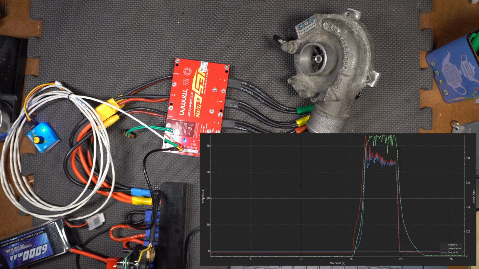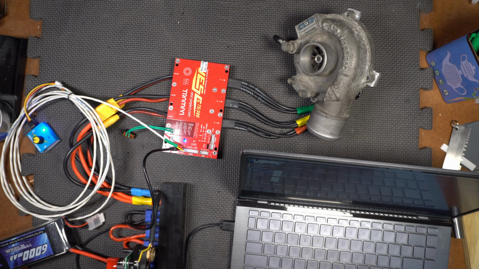If we go back to the current page, you can see it's hitting almost 100% duty cycle, but then spiking down. Why? I don't know. It's the VESC. It's inconsistent. It does what it wants to do.